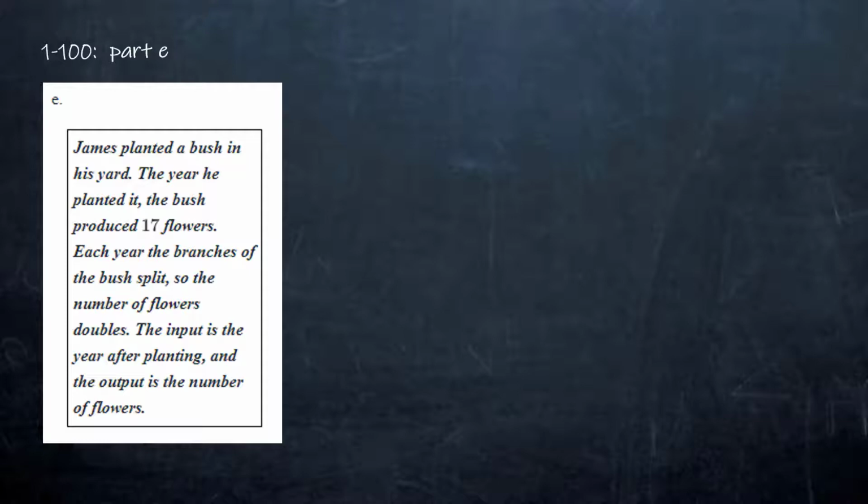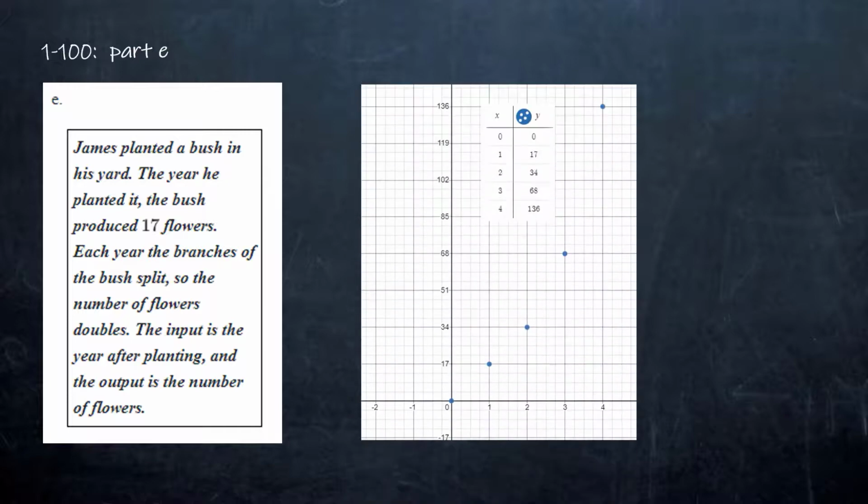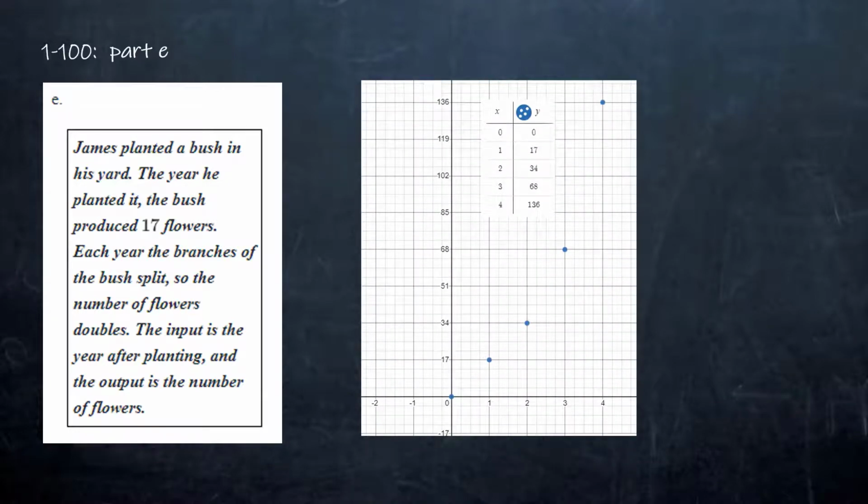So I set up a table for this, and I put 0, 0, because obviously if the bush hasn't been planted, there's not going to be any flowers grown. But after the first year, he had 17 flowers. Second year, he had 34. So it looks like it could be linear here, but it doubles again. So it goes to 68 and then 4 to 136. So just looking at this table itself, I would say no, it's not linear.